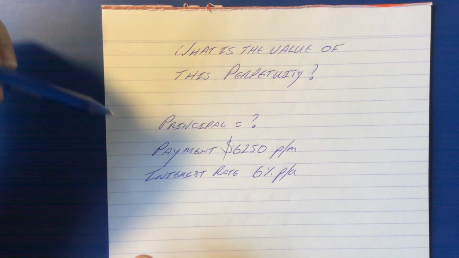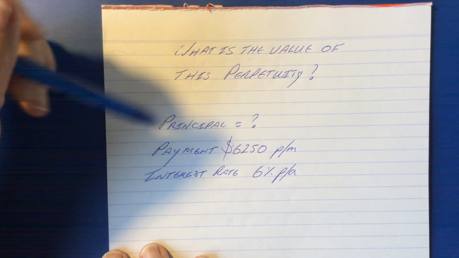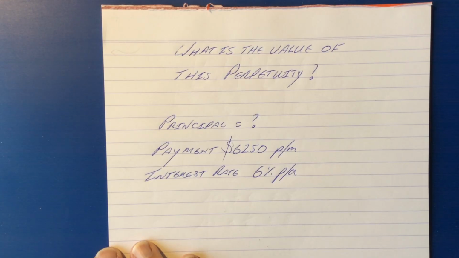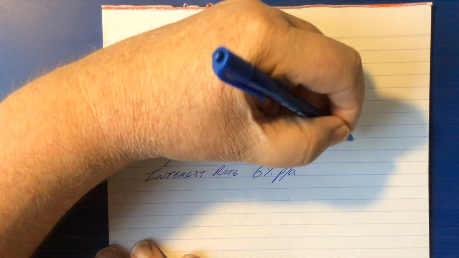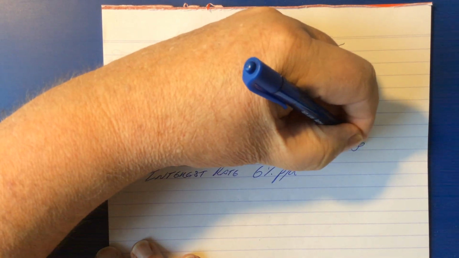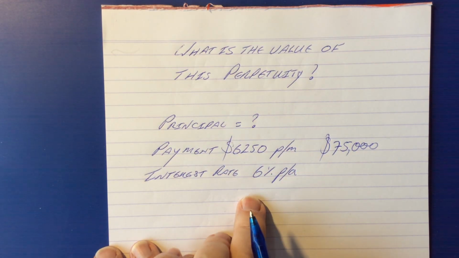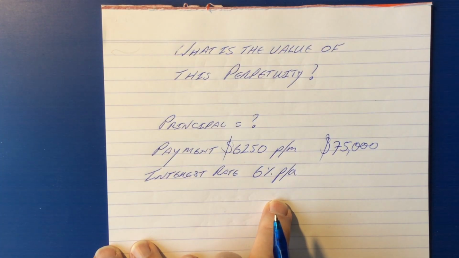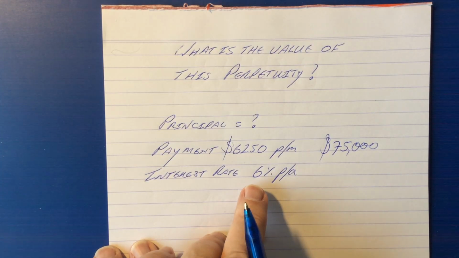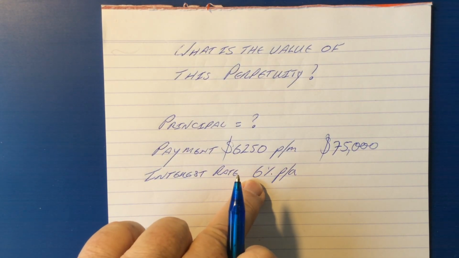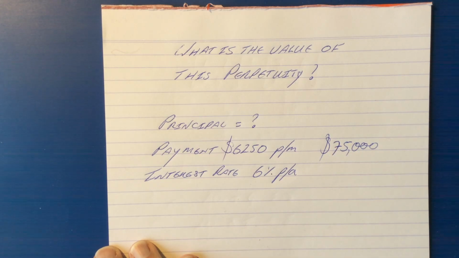Now we have a number of ways in which we can go about this. We can work out how much it pays out per year. So I'll just do that now. 6,250 times 12. So it pays out $75,000 a year. Or we could work out what the monthly interest rate is and apply it to this. We already know what the annual interest rate is, and we are going to apply it to this.